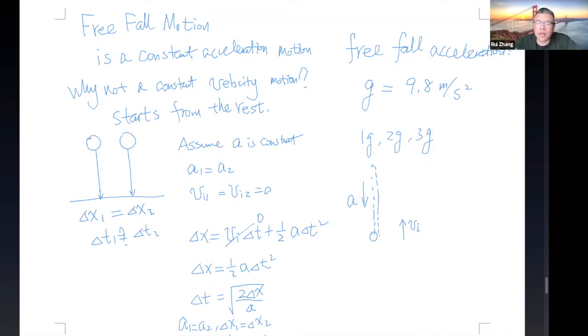So when it reaches the highest point, the velocity becomes zero. It has to be, because if the velocity is not zero, it's going to keep going. But it's not going to stay there because there's acceleration. So after that, it starts to go downward, and it speeds up downward.